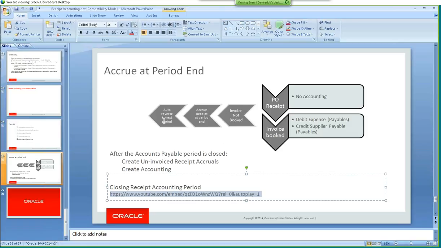In the very next period, you will see the reversals getting created. So you accrue the uninvoiced receipts, and they get reversed in the next accrual period. So in the next period.